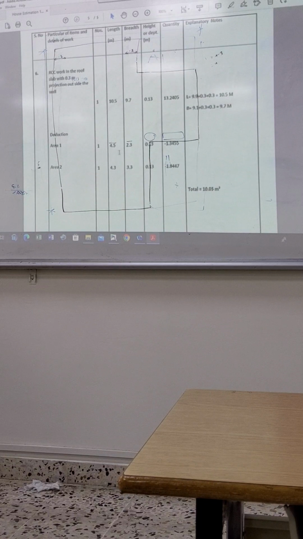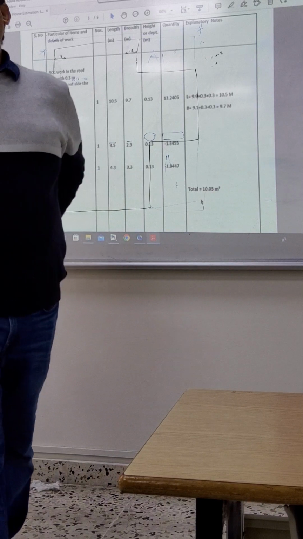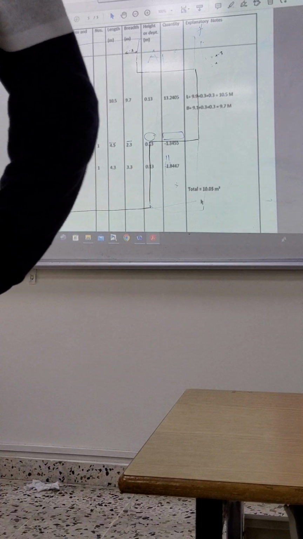4.5 multiplied by 2.3 multiplied by 0.13. 4.3 multiplied by 3.3 multiplied by 0.13. The total area minus this, it is coming, that is 10.55 meter cube of concrete needed.